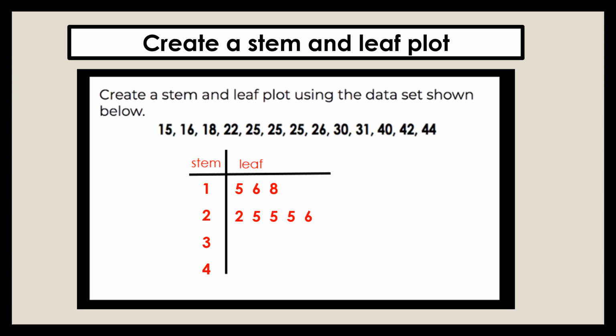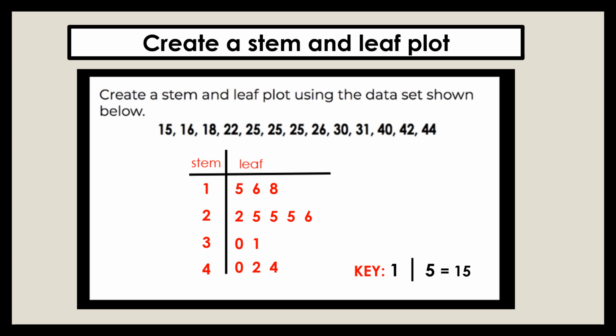Putting in the leaves, make sure they are in order, and each of the data values is represented. So on that top row, that represents the numbers 15, 16, and 18. When you are creating this by hand, make sure that the numbers are spaced appropriately so that the distribution shape is easy to see. They need to be the same size and spaced the same amount.